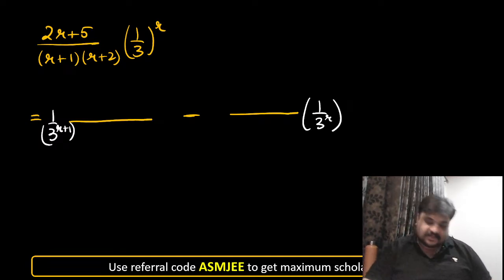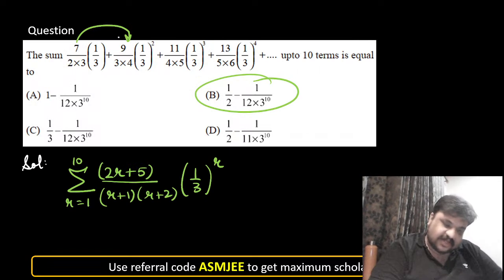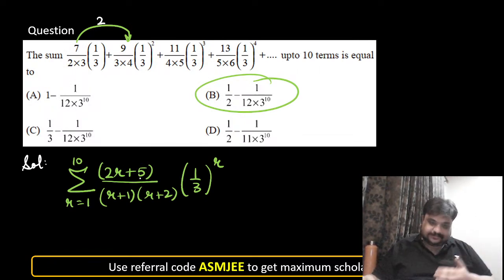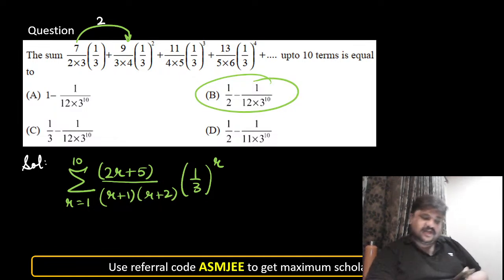It's not r plus 6. You are moving 7, 7, 9. The common difference is 2. So it will be 2r plus 5. r plus 6 will not work here.